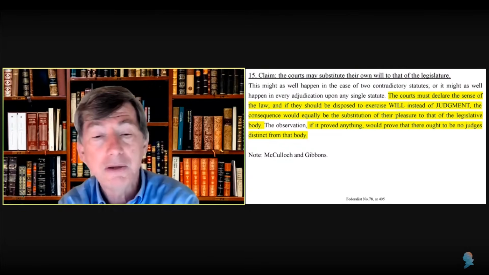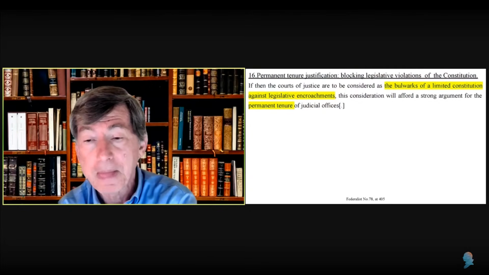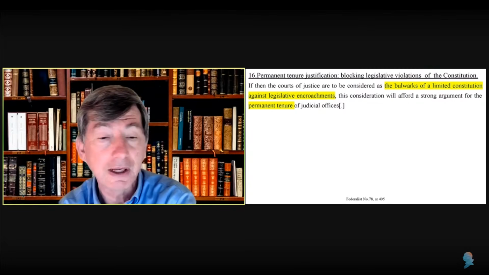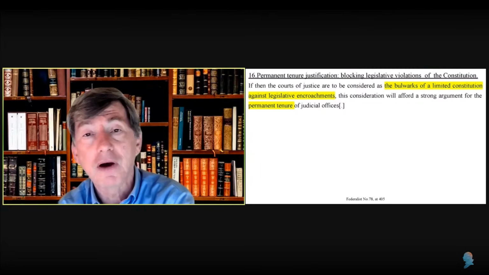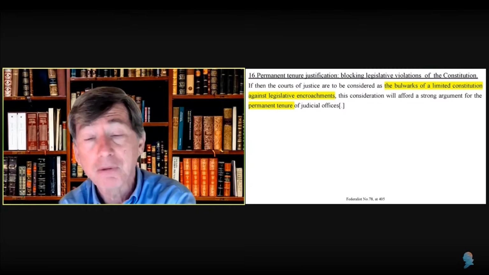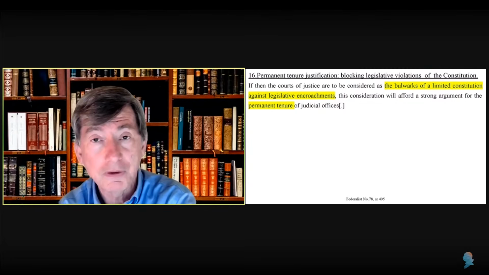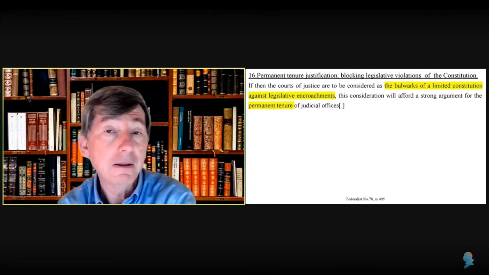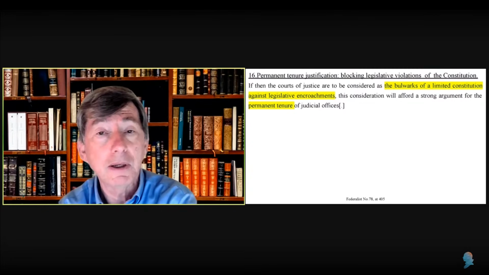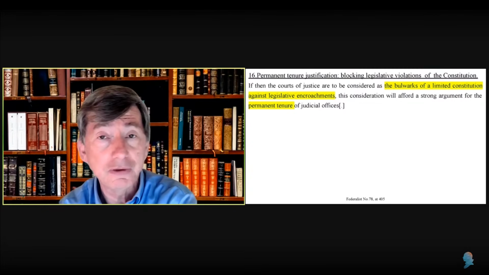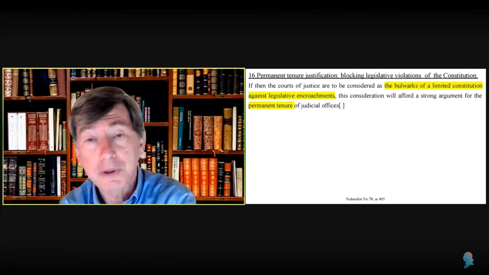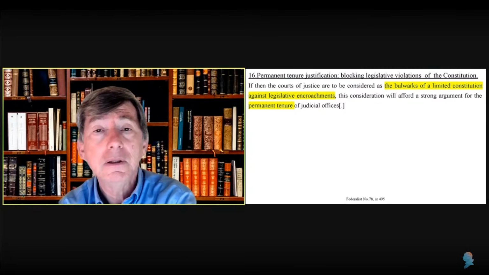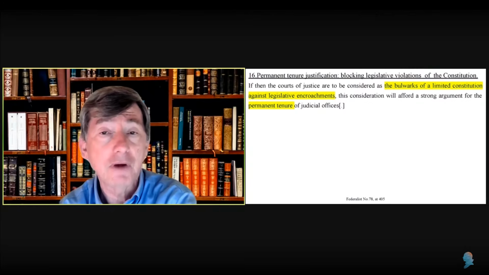Permanent tenure is the justification for blocking legislative violations of the Constitution. The bulwarks of a limited Constitution against legislative encroachments justify permanent tenure. That was certainly true up to the 14th Amendment, and other than Dred Scott and Marbury, there were not any other occasions in which the Supreme Court declared void a statute of Congress.